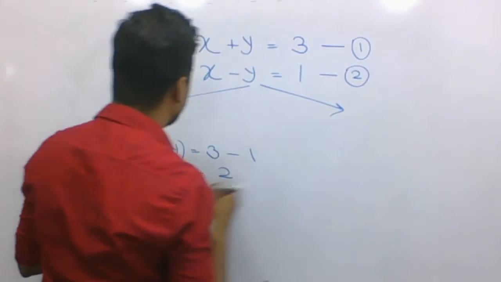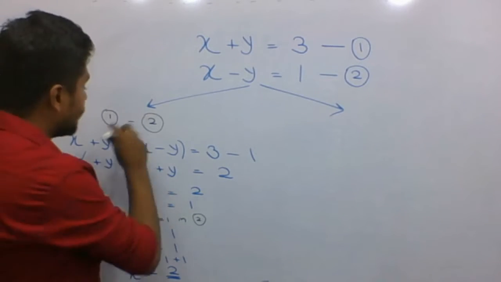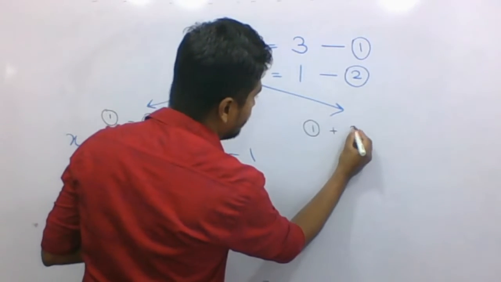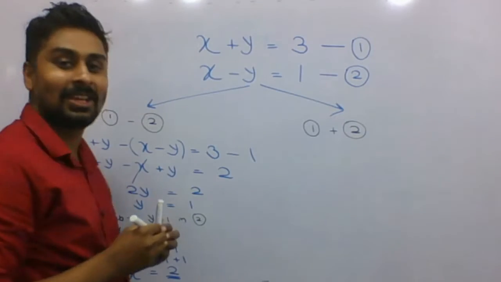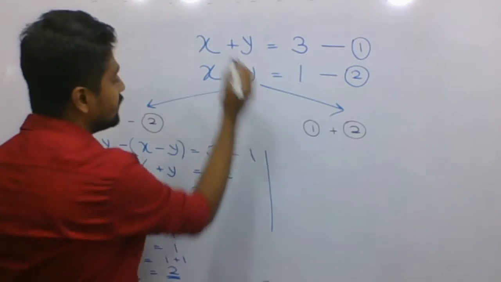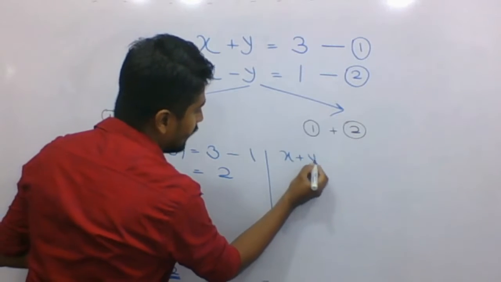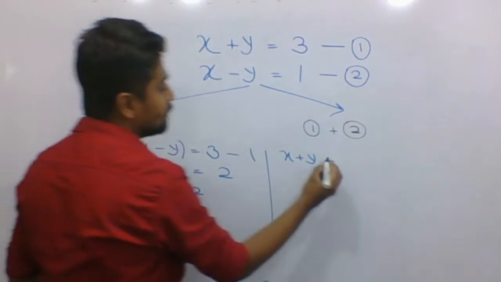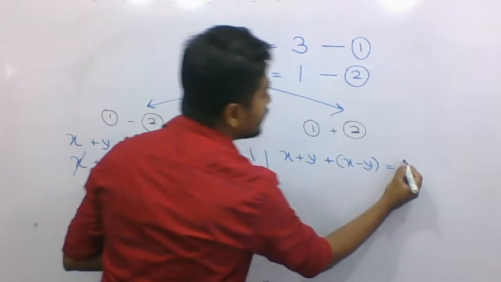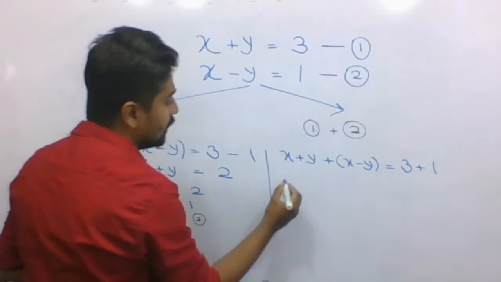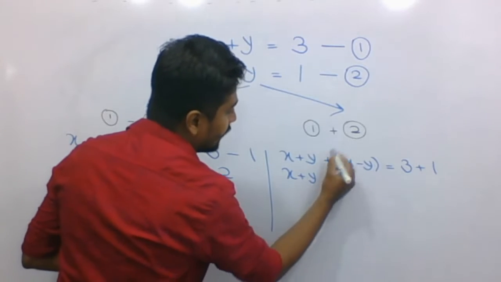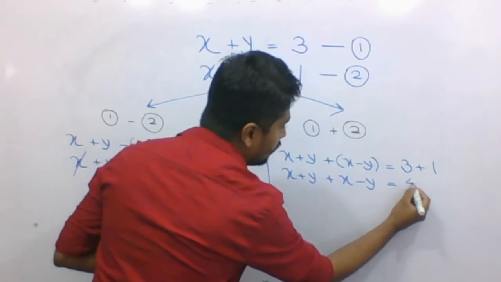Here, look at it. I will show you here. So then you can see first equation plus what? Second equation. First equation plus second equation. Let's do it, right? Okay. So what is here? X plus y here. X plus y plus what? X minus y. X minus y here. Then what happened? 3 plus 1. So here x plus x, plus y minus y. Here what is it? 4.